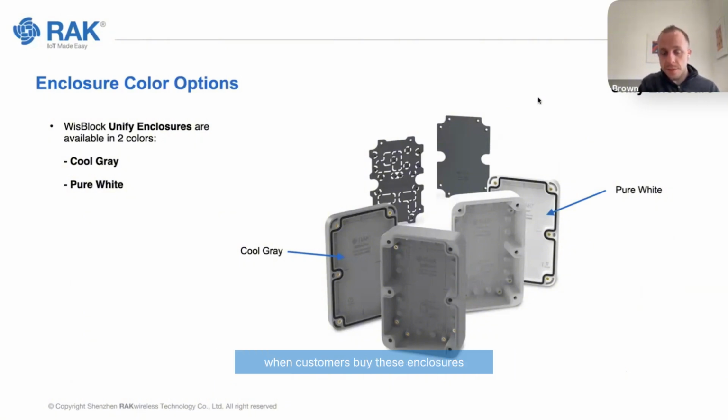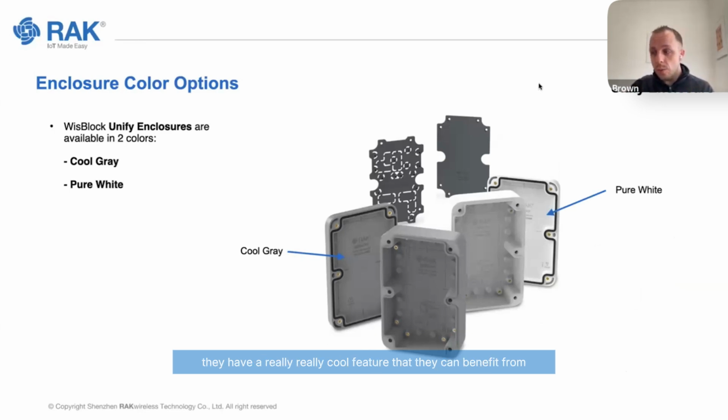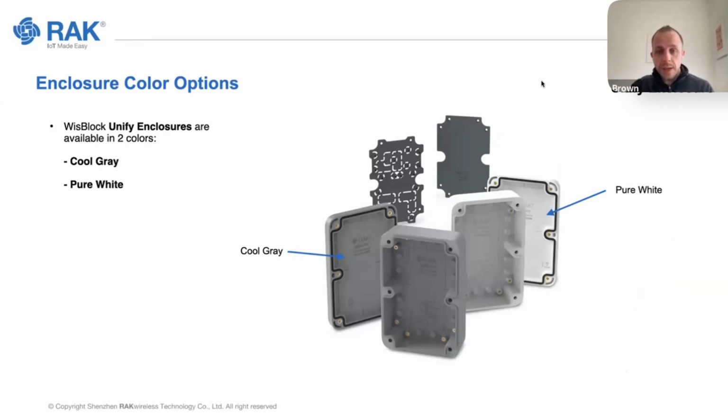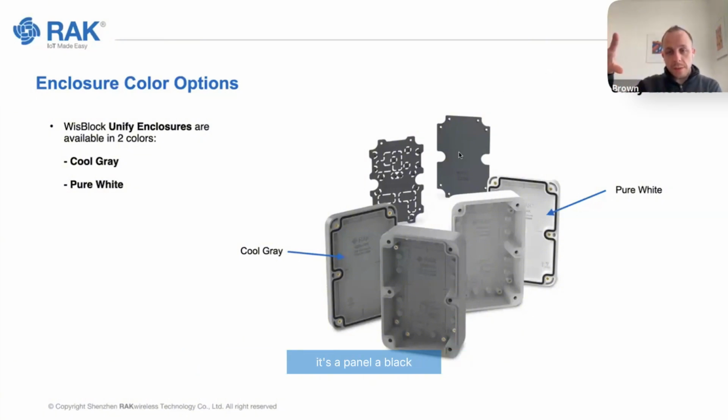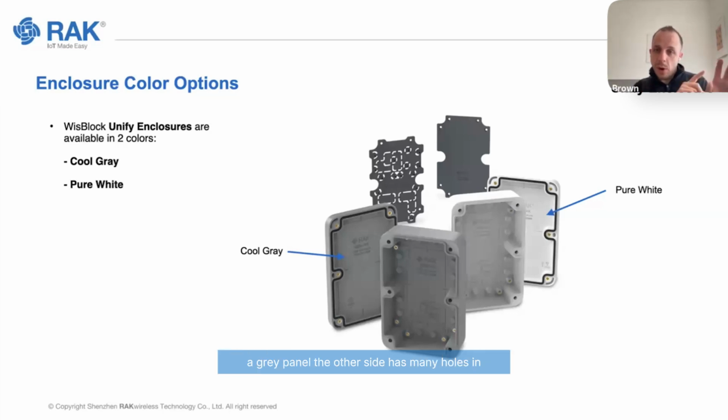Now, when customers buy these enclosures and they wish to use WisBlock as their hardware platform, they have a really cool feature that they can benefit from. It's something that's been shown in some of these images, these strange things in the background. They are mounting plates. You can see one mounting plate on the right-hand side. It's a panel, a grey panel. The other side has many holes in. So these are the mounting plates that would be hosted inside the enclosure, and they host the electronic hardware. The version on the left with the holes in is ready for WisBlock. And the one on the right is just a blank version, and customers can do anything they want with that.